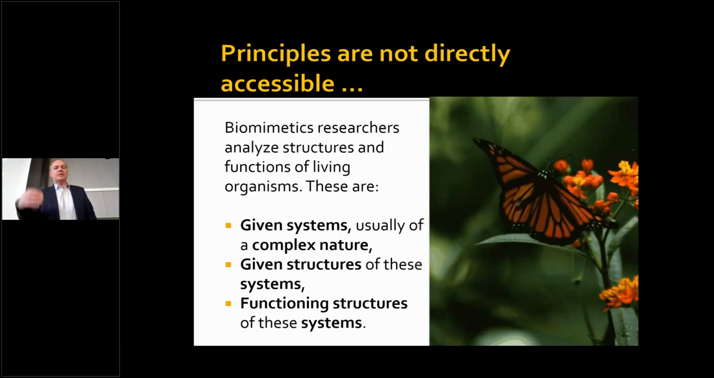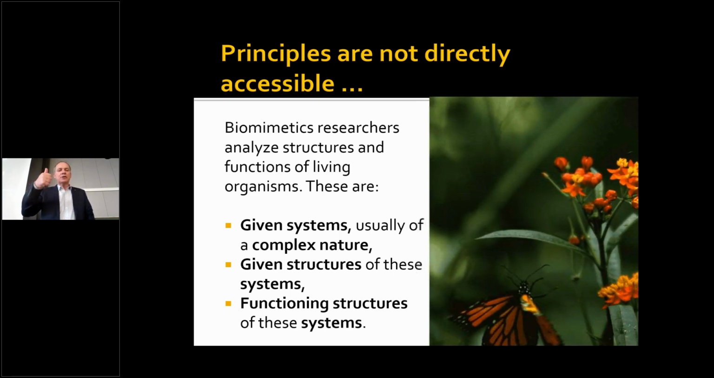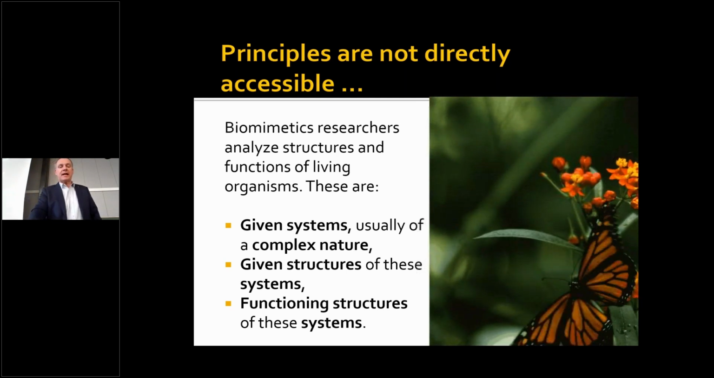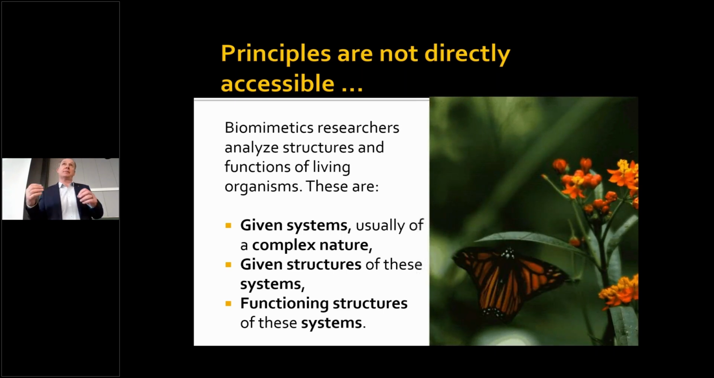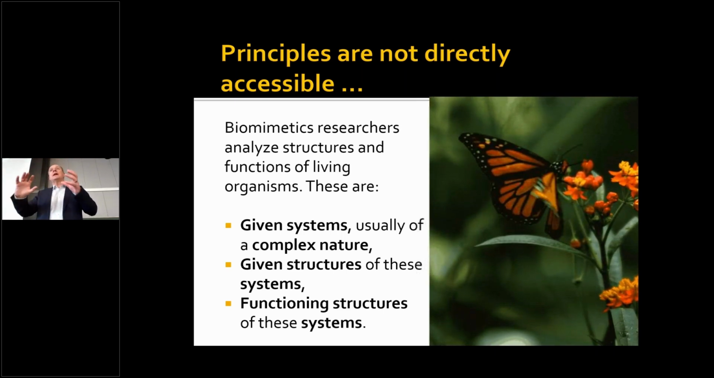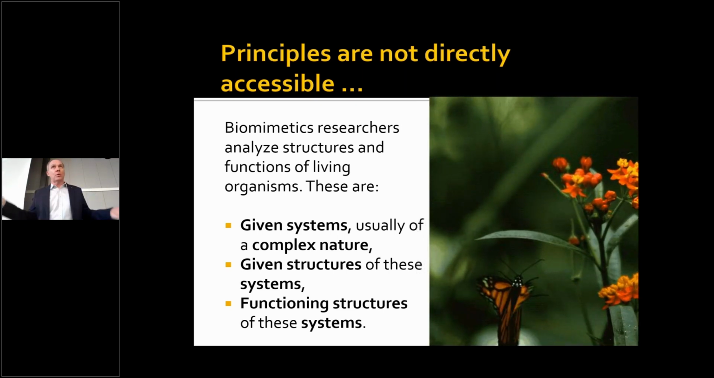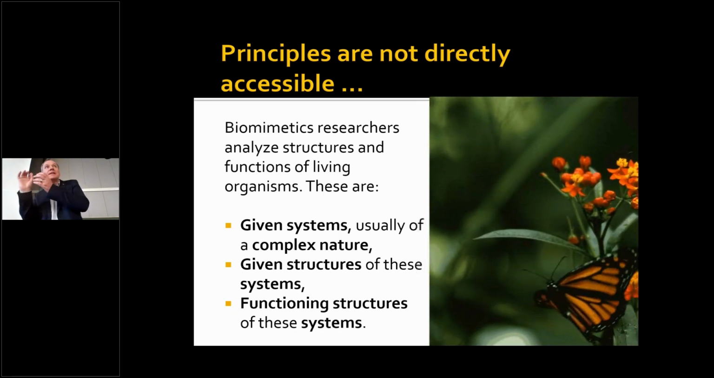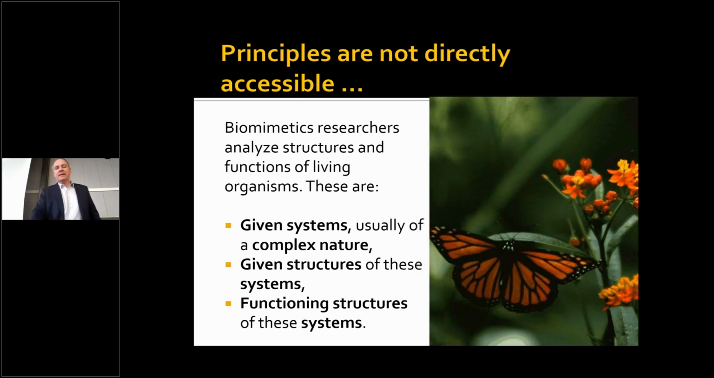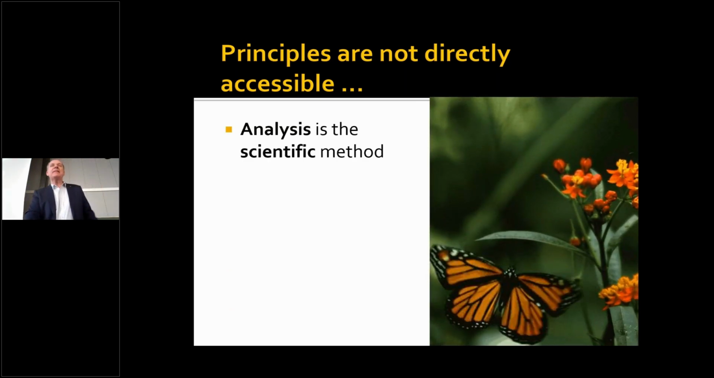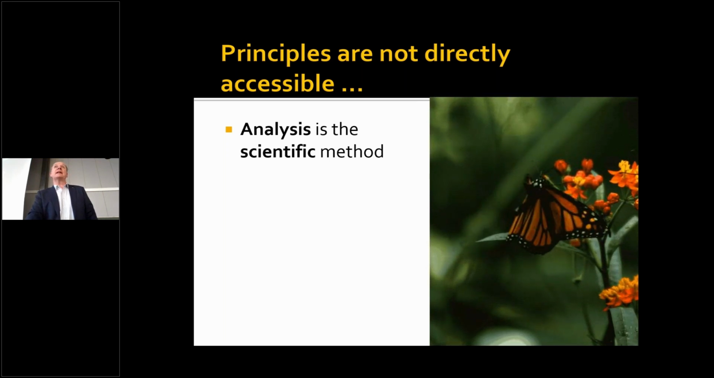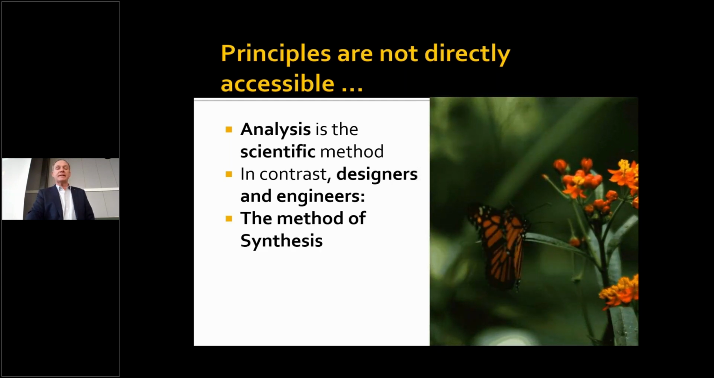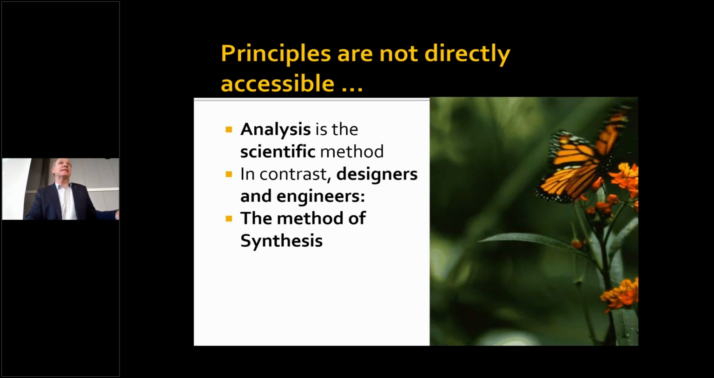So biomimetic researchers analyze structures that are usually of a complex nature, given structures of these systems and functioning structures of these systems. So in evolution, an organism is optimized as a whole, compared to something in engineering where you're optimizing single components, like a screw, for example. So the method is analysis. That is the scientific method of biologists. In contrast to designers and engineers, the method is the synthesis.